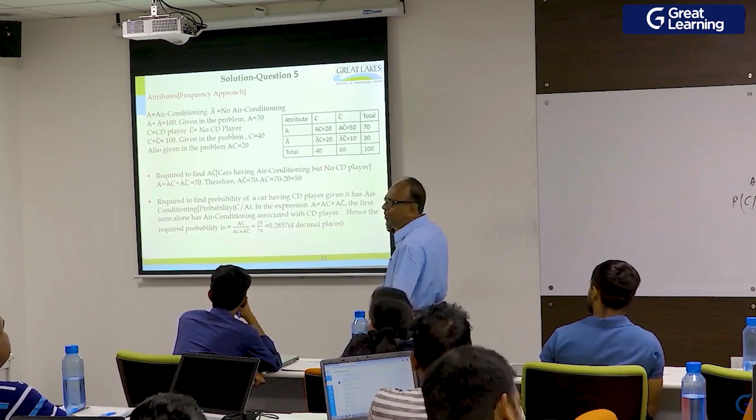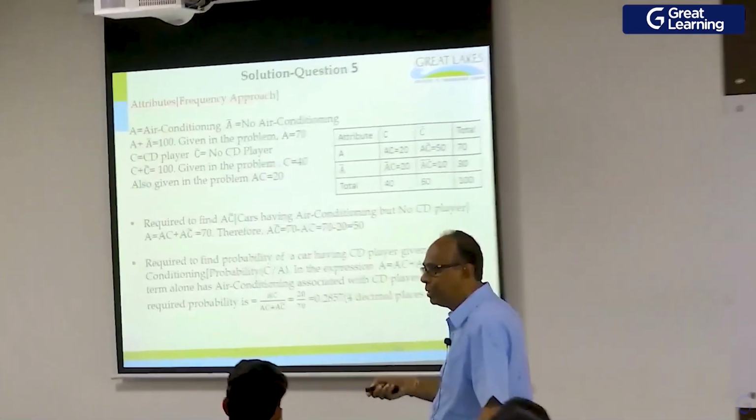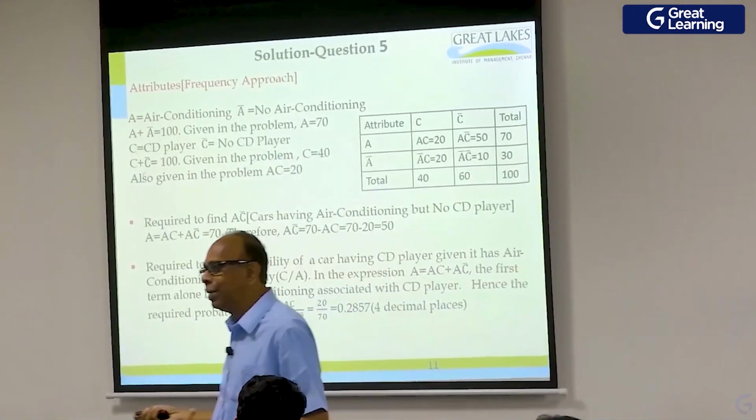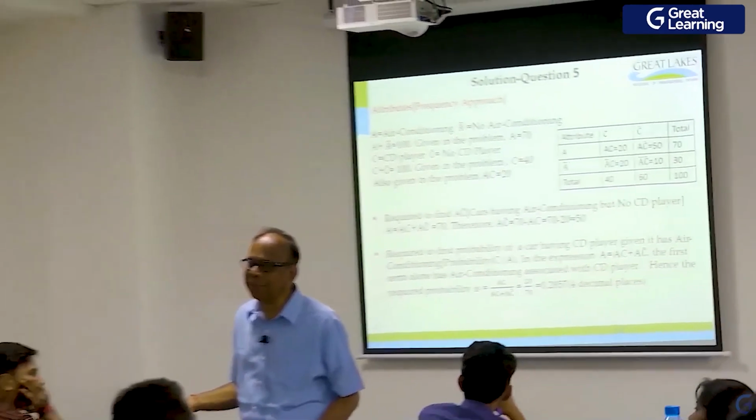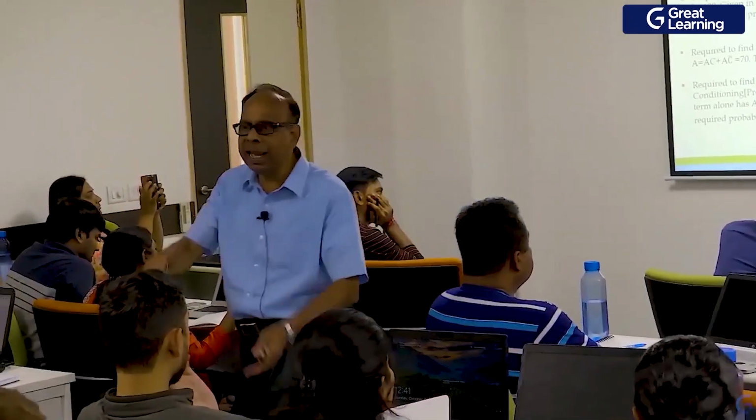A is the marginal probability because it marginalizes over C and C bar. So: marginal probability, joint probability, conditional probability. C given A is conditional. That means C should be out of the A population. Population of A is 70 and AC is 20. So 20 by 70, child's play, answered.